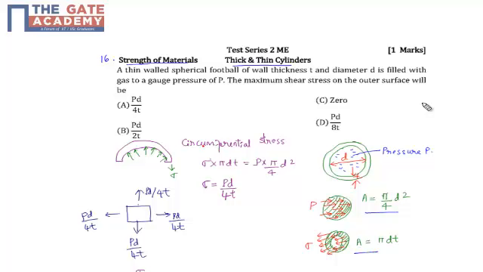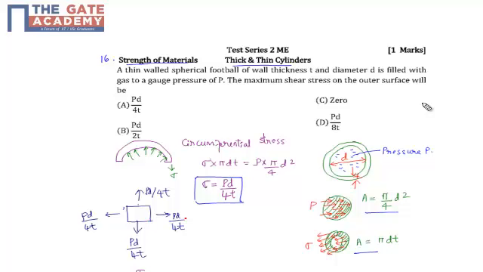Now we will calculate the circumferential stress, which is the normal stress or hoop stress which acts at the outer surface of the cylinder. We will equate both the stresses, that is sigma into pi D T, the area, which will be equal to the pressure acting inside the cylinder into the cross sectional area, which will be pi by 4 D square. From this we will get the equation for the hoop stress, which is sigma is equal to PD by 4T.